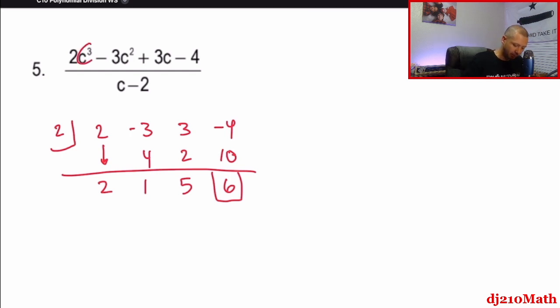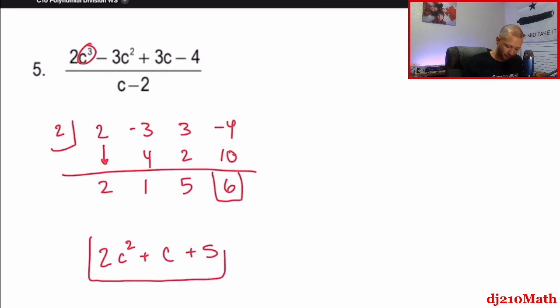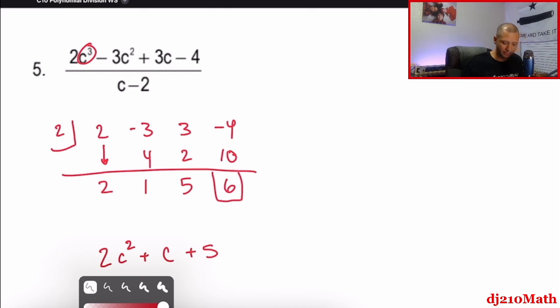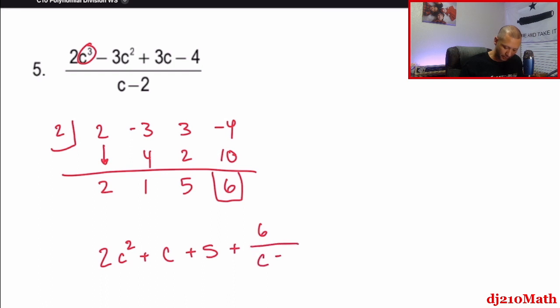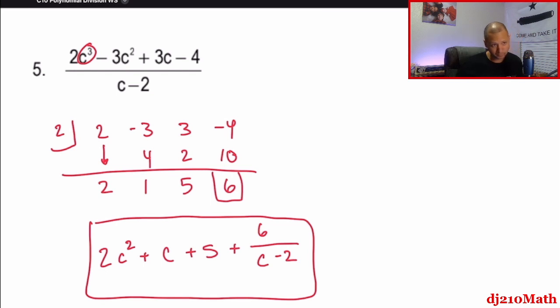Okay, this was c cubed. So we're going to have for our answer 2c squared plus c plus 5. We can't forget about our remainder. So we have a remainder. This is going to be plus 6 over c minus 2. And that is our quotient.